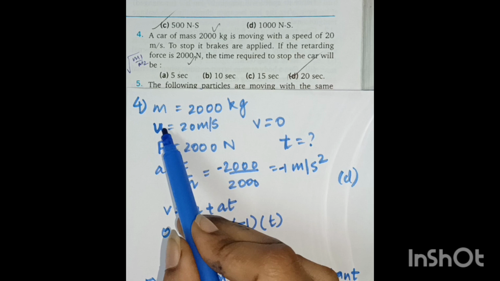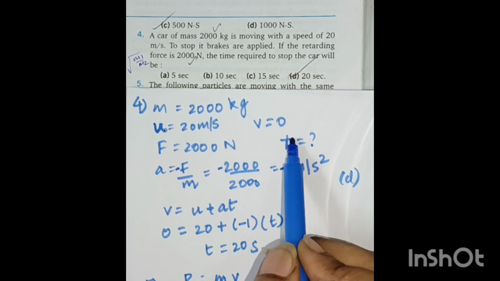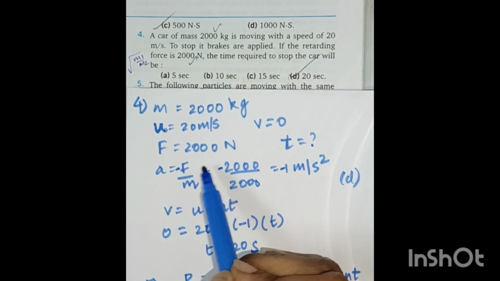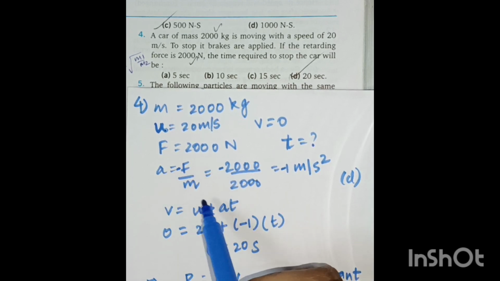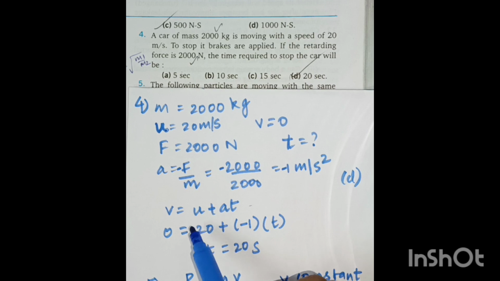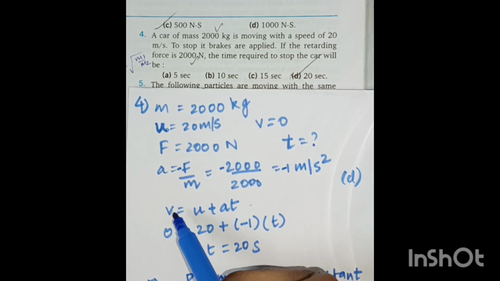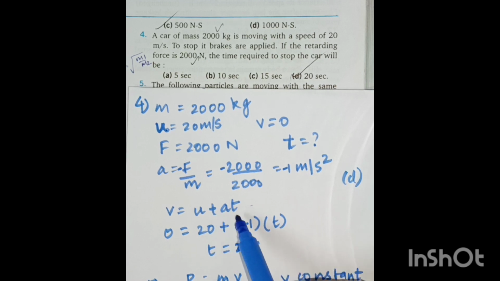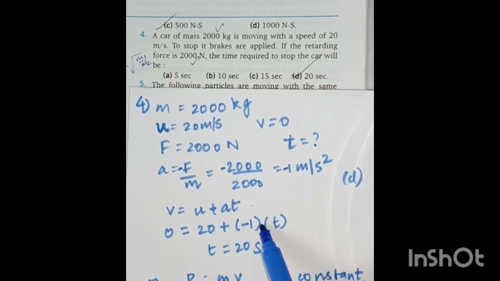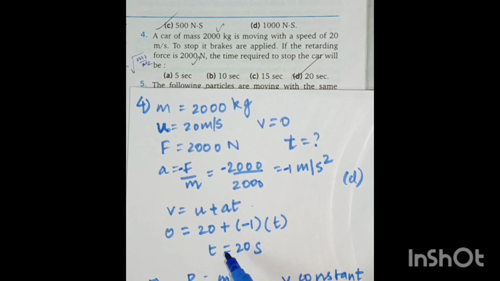So we have initial velocity, we have final velocity, and we have also acceleration. Sorry, we don't have time, we have to find it. So we can use this equation, v equals to u plus at, very well, because we have all the components. So final velocity is 0, initial velocity is 20 meter per second, acceleration is minus 1 and time is t. So t equals to 20 seconds. So the option is D.